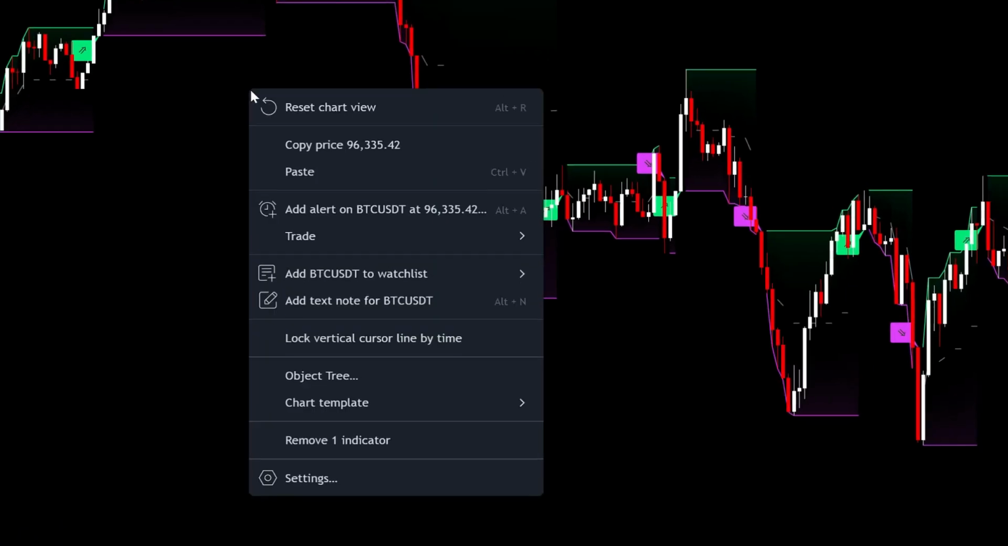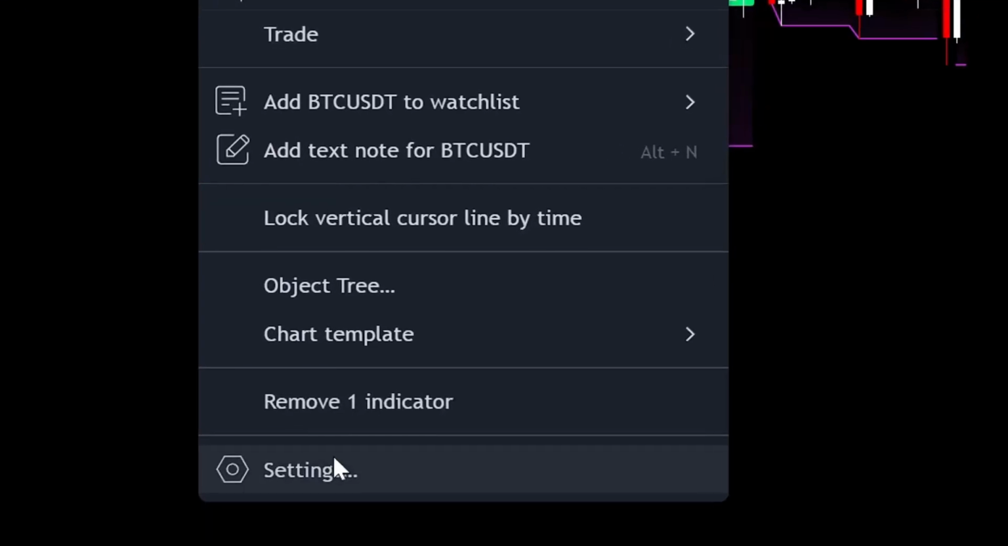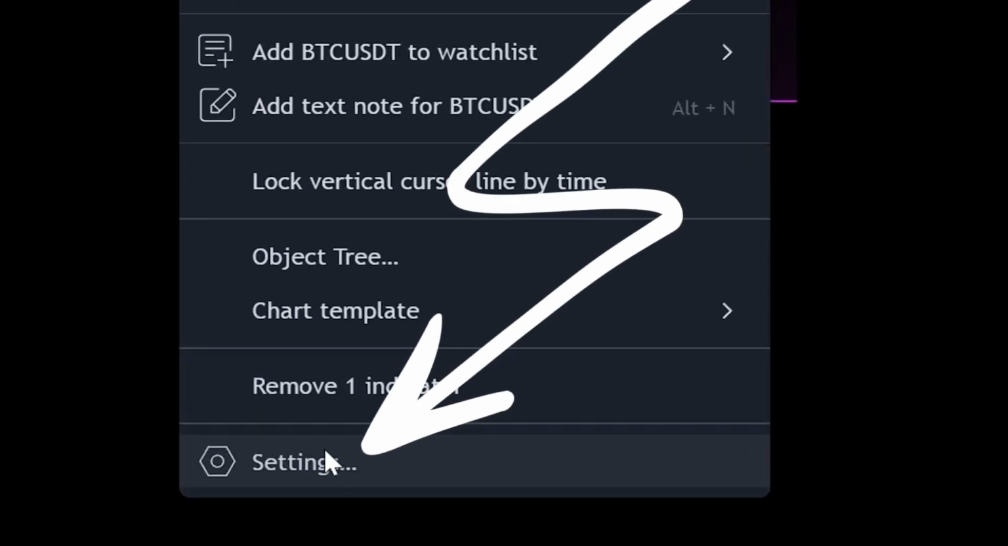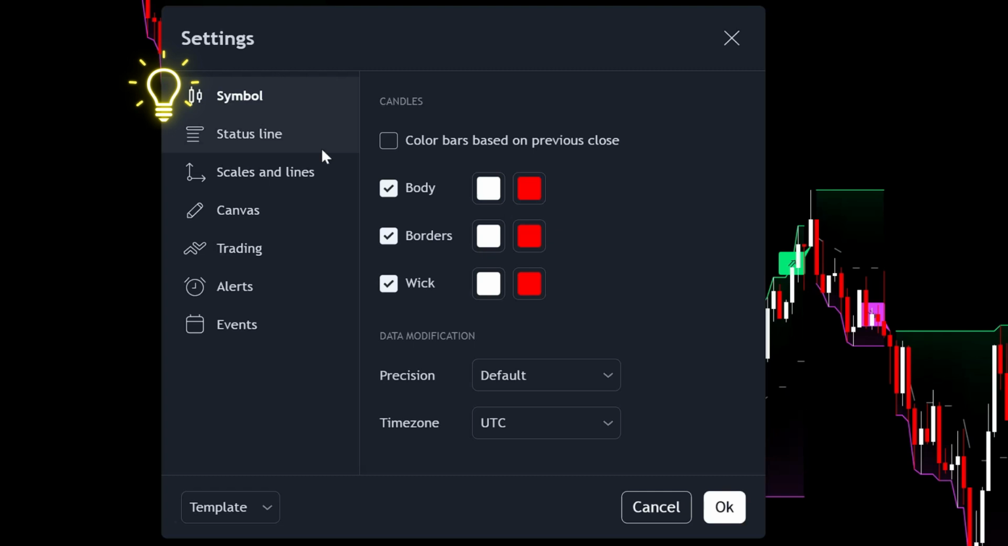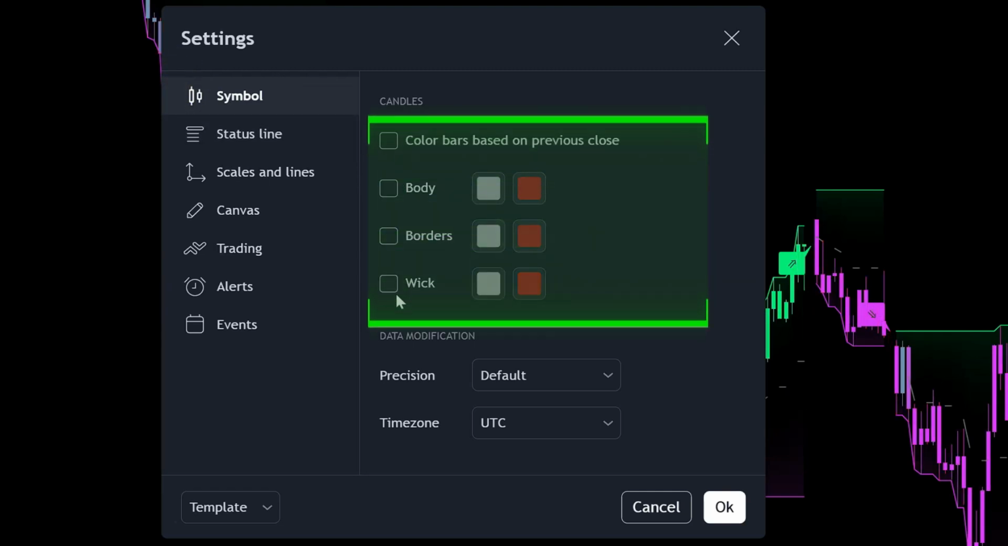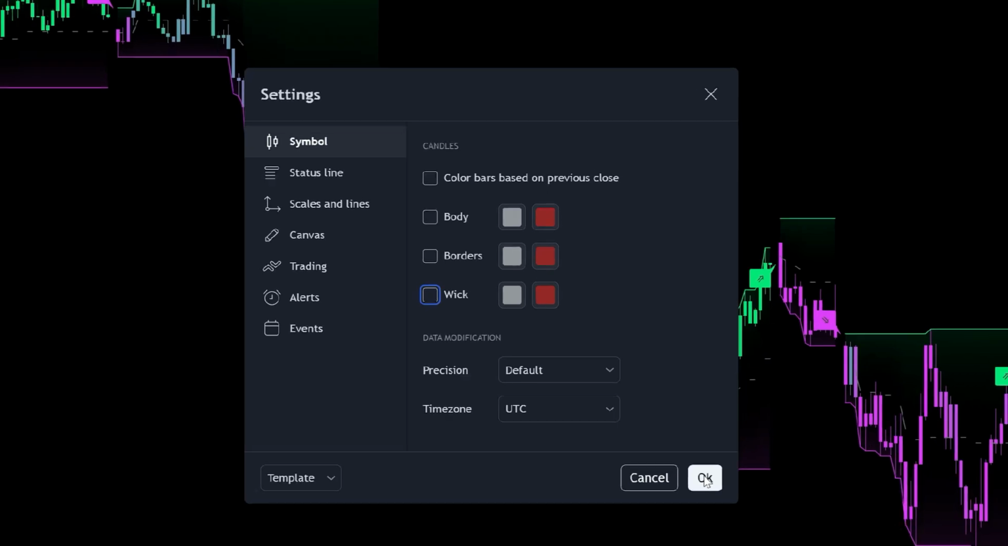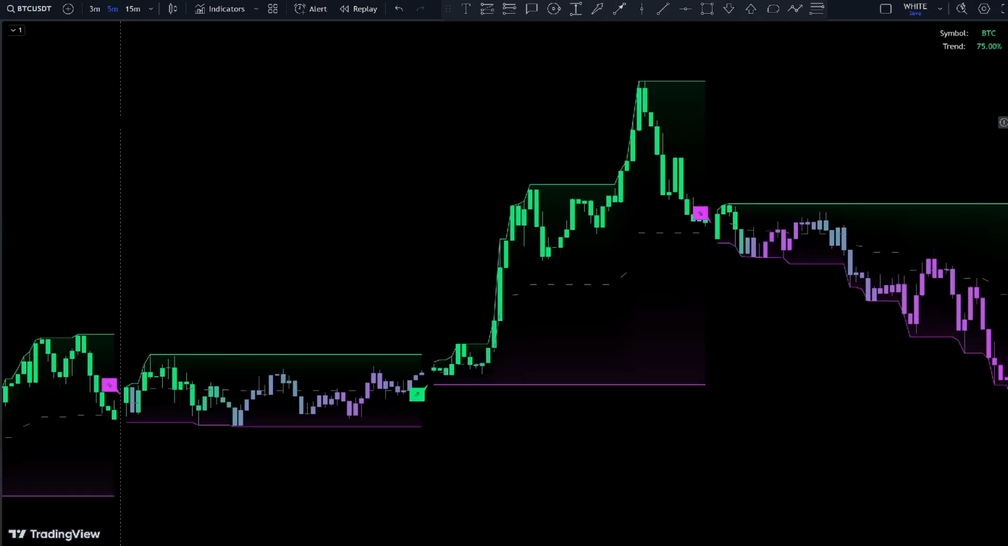One last thing for a cleaner chart, head over to your TradingView chart settings and disable everything in the symbol tab. This will give the trend level indicator a nice uncluttered stage to perform on. So we've got our first tool set up and ready to go. Let's move on to the next step.